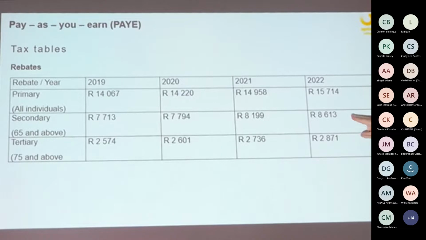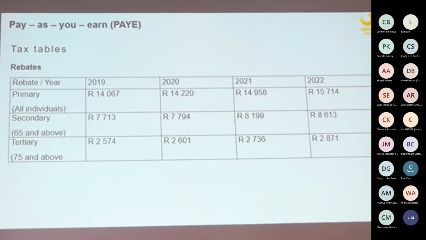Persons 65 and above get that one, and that one. Persons 75 and above get that one, and that one. Okay. So it doesn't mean that if you're now over 65, you're only in the secondary. You still get the primary as well. Everyone gets the primary.